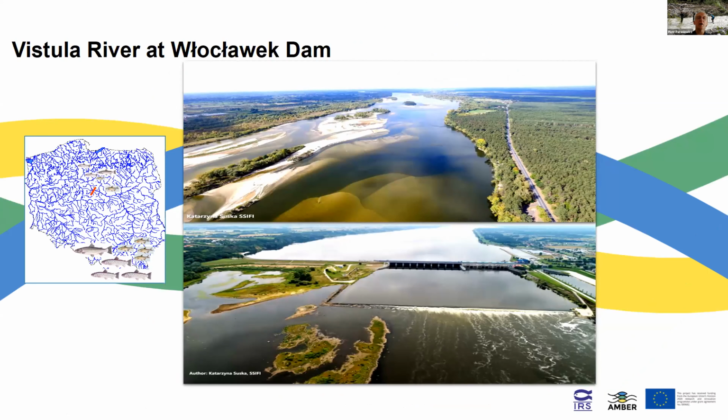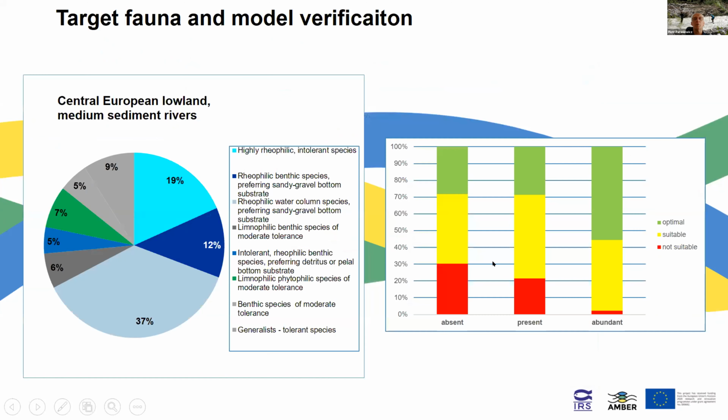The second test case was a much larger river, the Vistula River at Włocławek Dam. Vistula is about 1,000 kilometers long and is the largest tributary of the Baltic Sea. And right here, at one third of it, it is cut off by the Włocławek impoundment, Włocławek Dam. It was built in the 70s, and it basically cut off all the migratory fish from the spawning grounds. So we created a habitat model for this river.